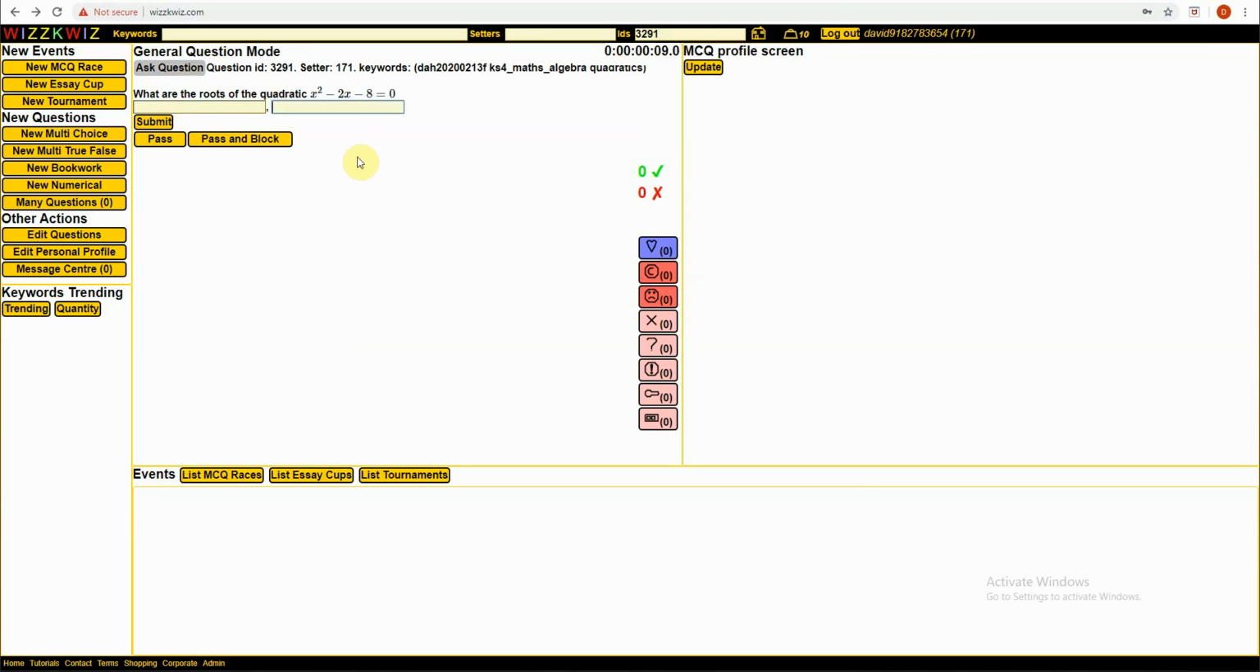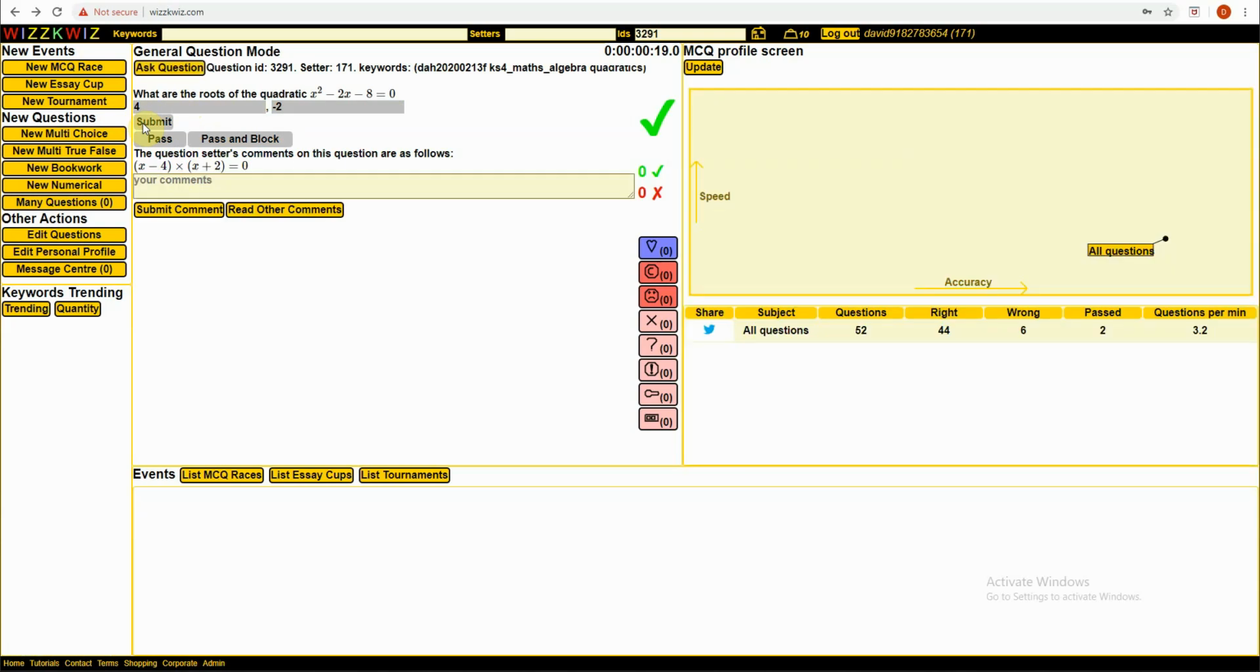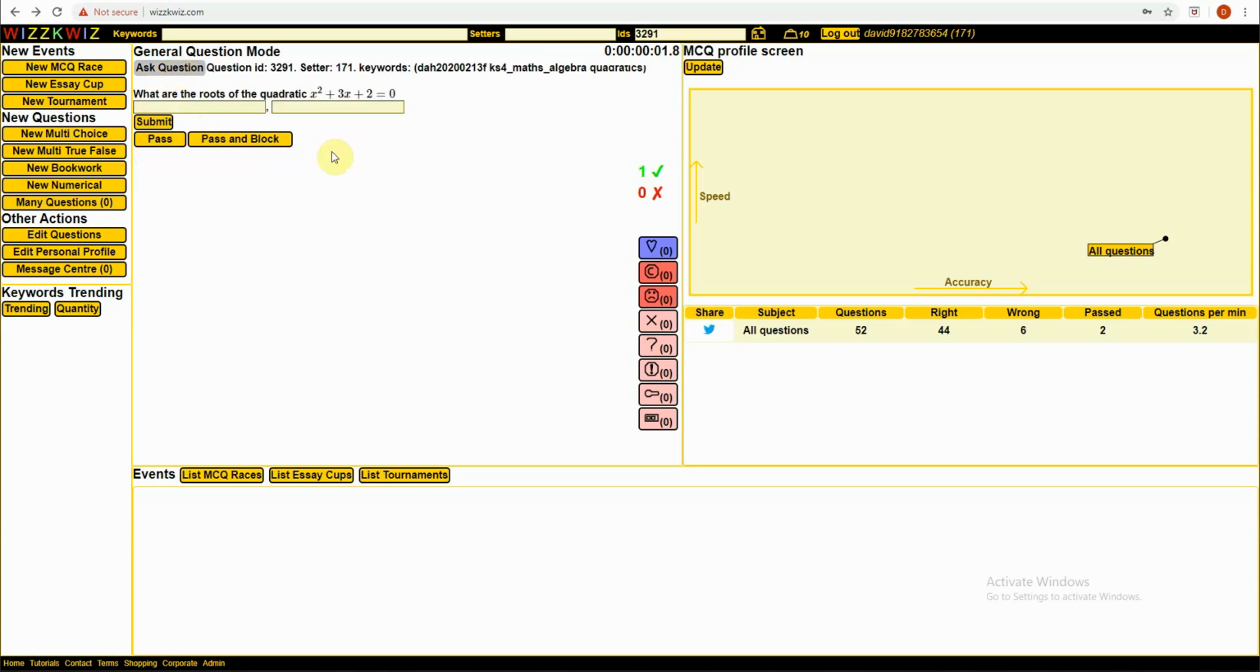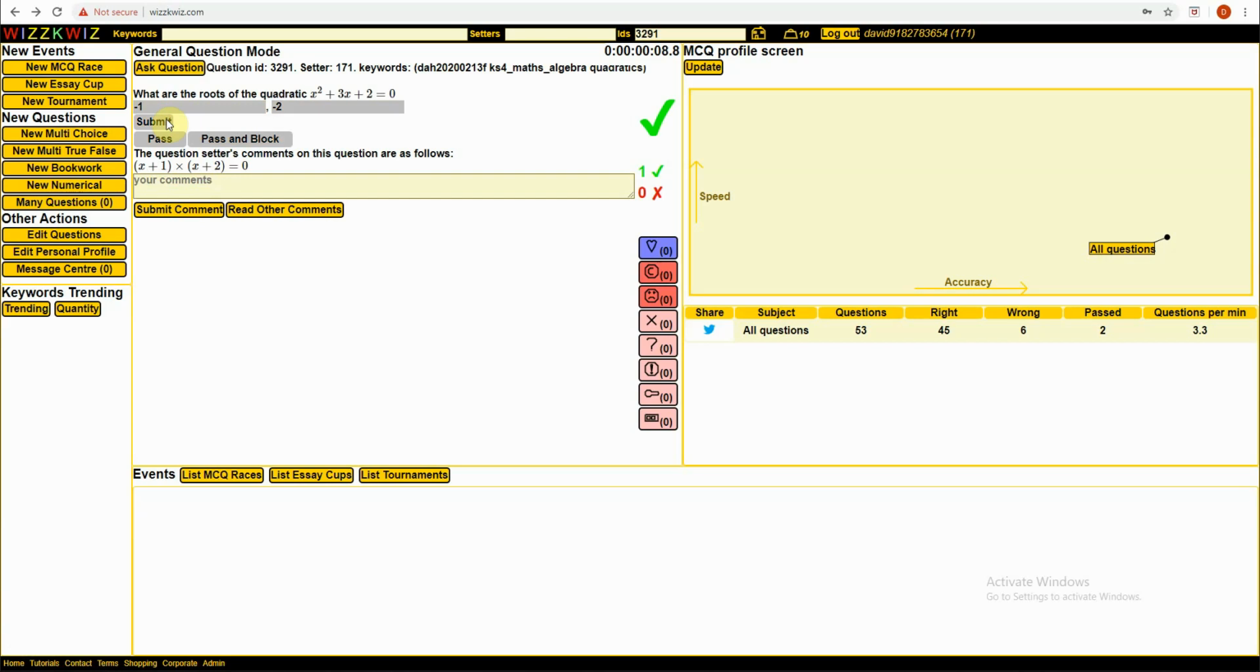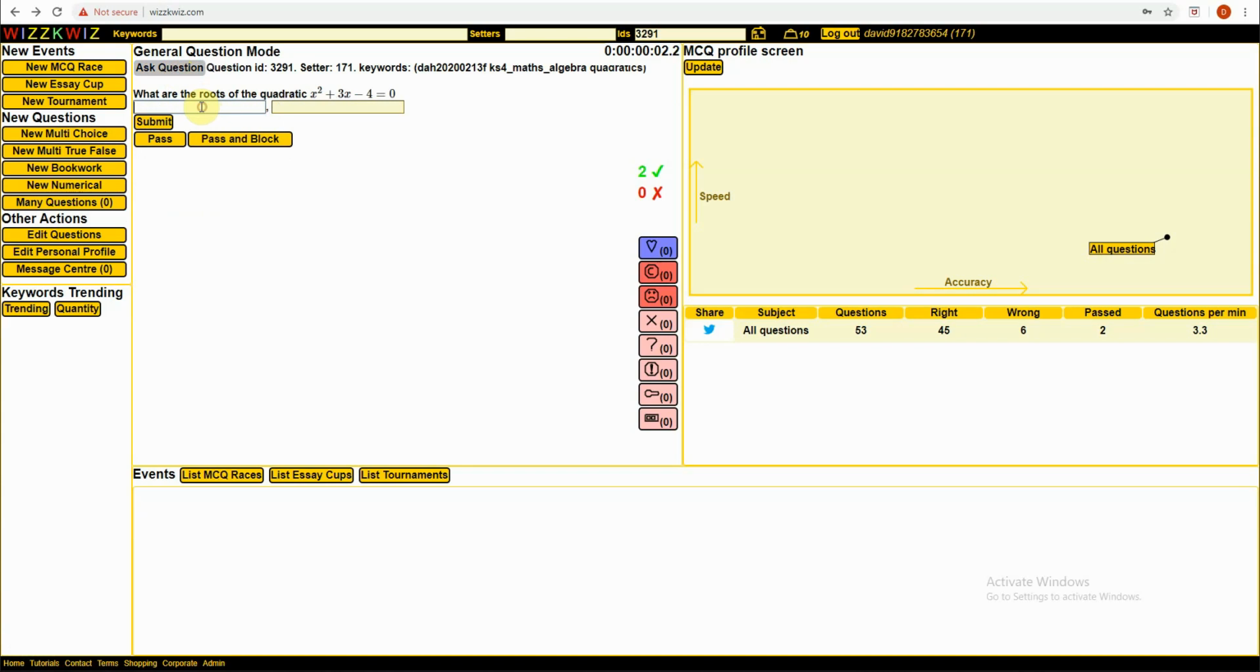Okay, so that's going to factorize into x minus 4, x plus 2. So the answer is going to be 4 and minus 2. Okay, because the quadratic factorizes like so. Try another one, x squared plus 3x plus 2, so that's going to be x plus 2, x plus 1, so minus 1, minus 2. Again, we've got that right. Okay, so we can see this question is working nicely as we would expect.